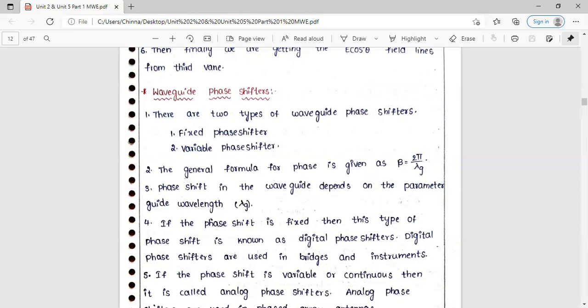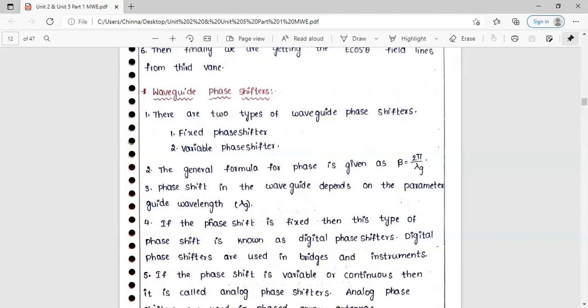The general formula for the phase is beta equals 2 pi by lambda z. Beta is equal to 2 pi by lambda z. So the phase shift in the waveguide depends on the guided wavelength lambda z. If the guided wavelength lambda z is reduced, then the phase shift value increases. If the guided wavelength value increases, the phase of the signal is reduced. So it depends only on the guided wavelength. In waveguides, the phase shifter plays a major role in that section.